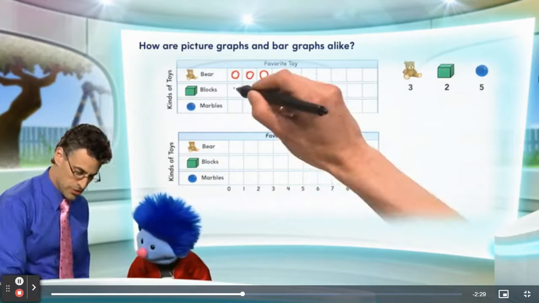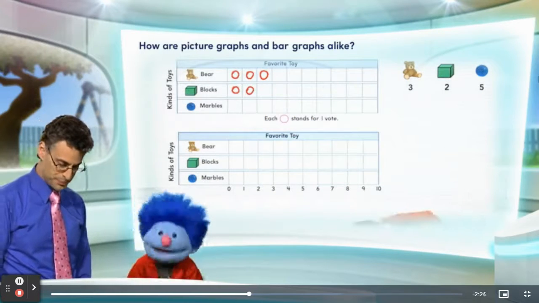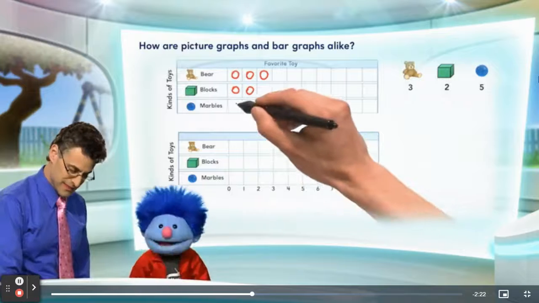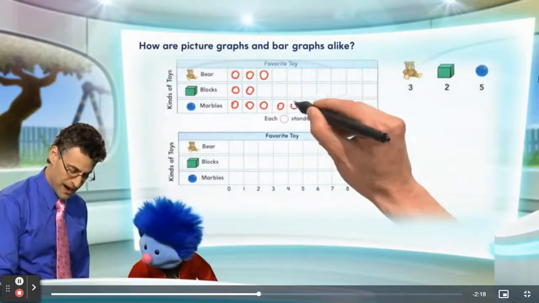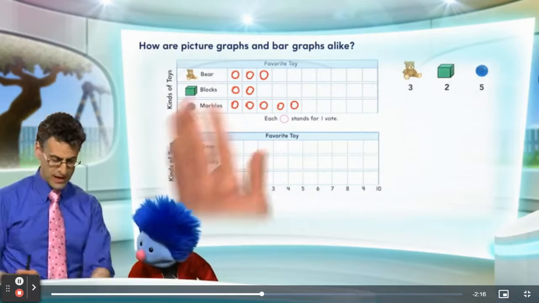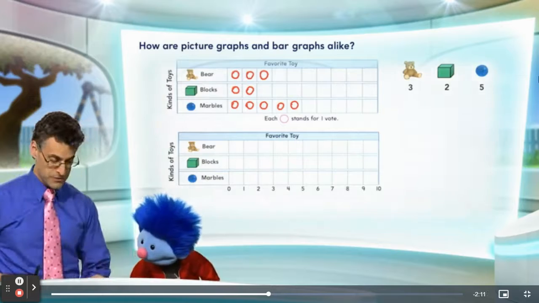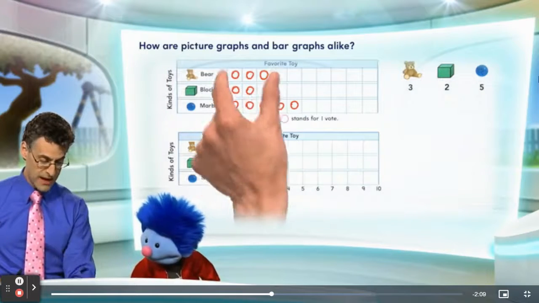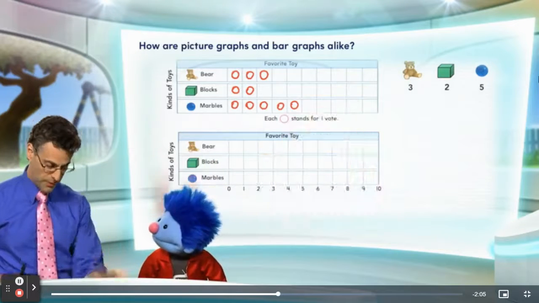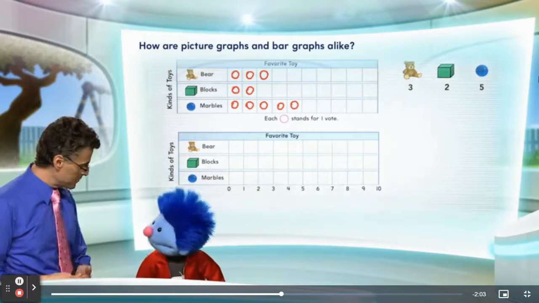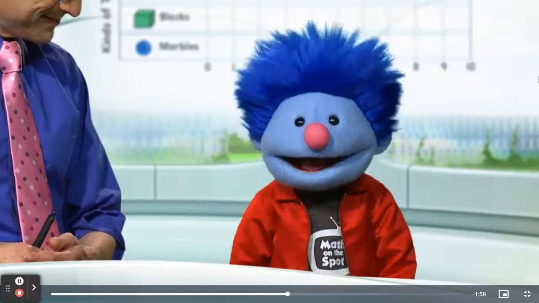Now, for the blocks, we see 2 people voted for blocks, so I'm going to put 2 circles in. And then you need 5 for the 5 people who like the marbles. That's exactly right, Joey. So I've got 2, 3, 4, 5. And the neat thing is, look how we've organized the information. Without even counting, we can just look at it and see what got the most votes because we can just see which is longer, which has more circles. You just look at it and see, oh, the marbles are the most number of votes. Watch this. Whoop, the marbles are the most votes.